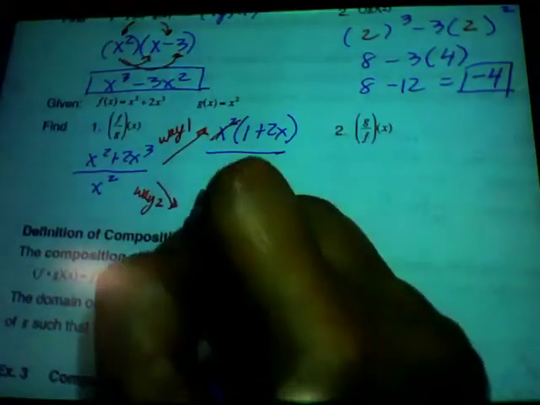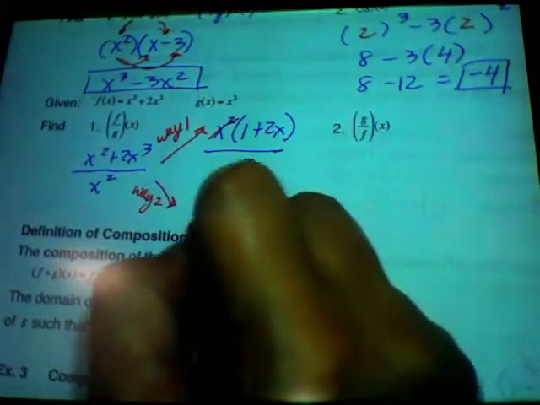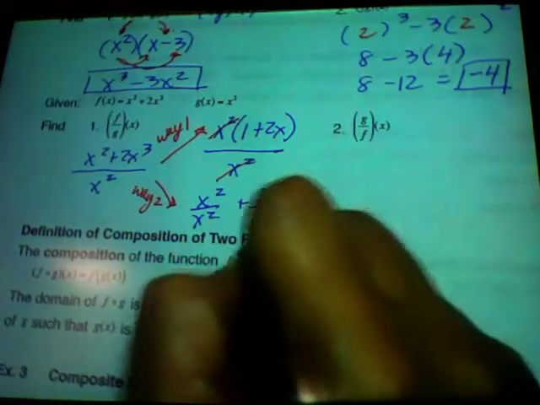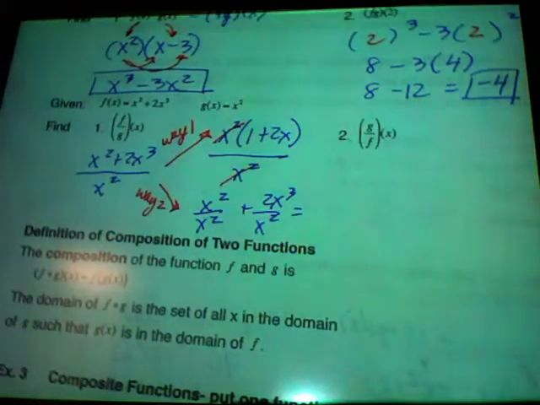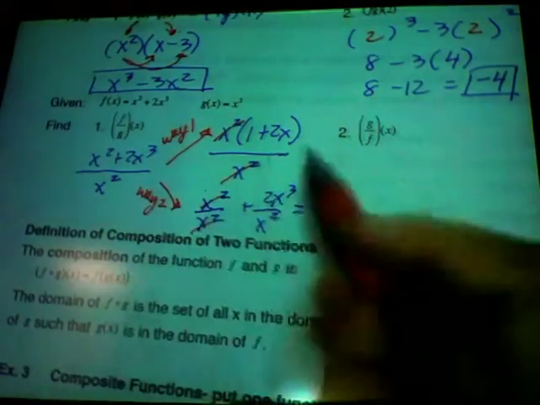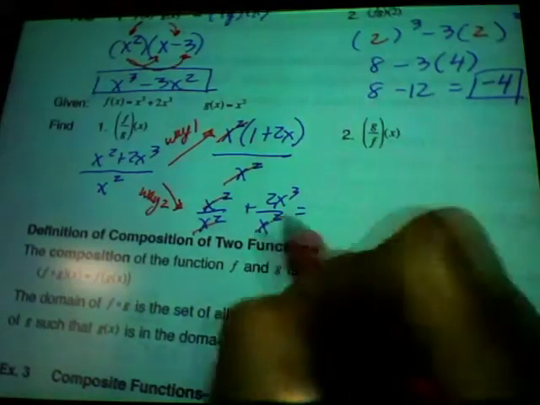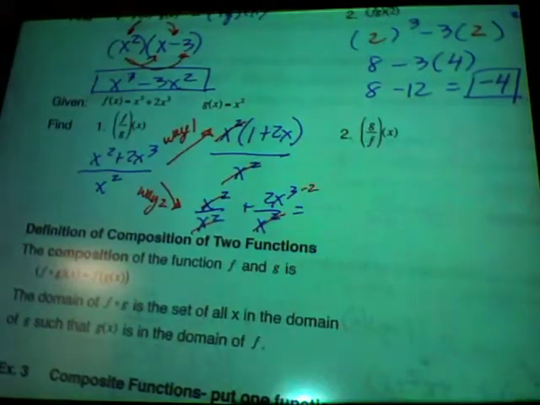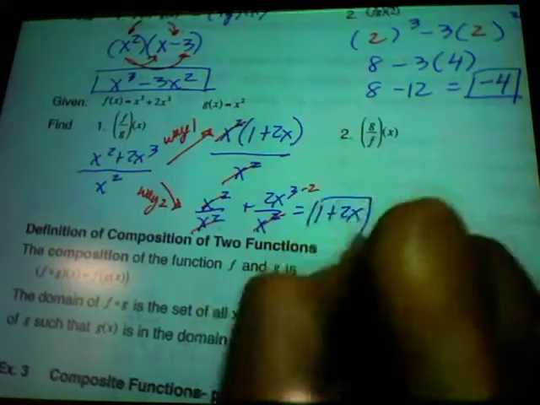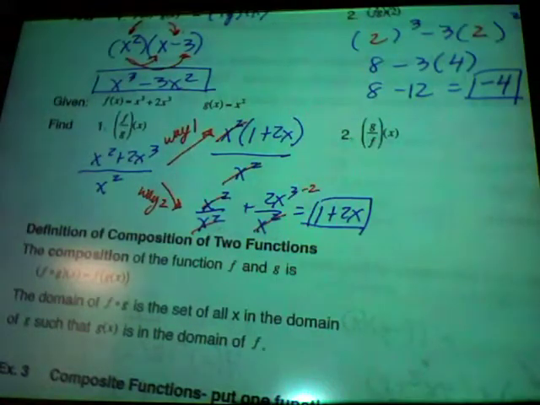Or, way 2, you could divide each of these by x squared: x squared over x squared plus 2x cubed over x squared. What happens here? It cancels out and becomes 1, and then this cancels with 2 of those. So no matter which way you go, don't you get 1 plus 2x? Either way is acceptable for this particular one.